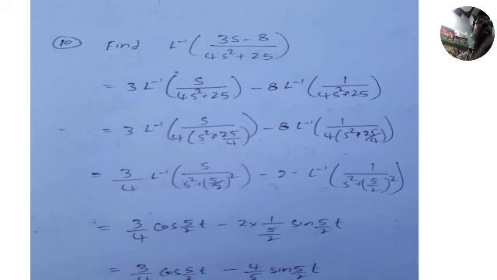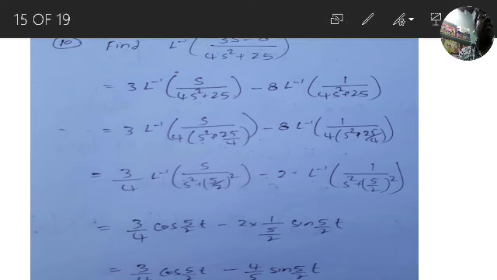Now you see in the third step what I did here. You are taking this 4 constant outside because in the previous problem there is nothing like this 4s square, only s square, no 4s square.